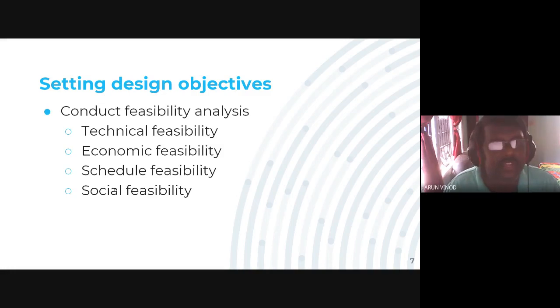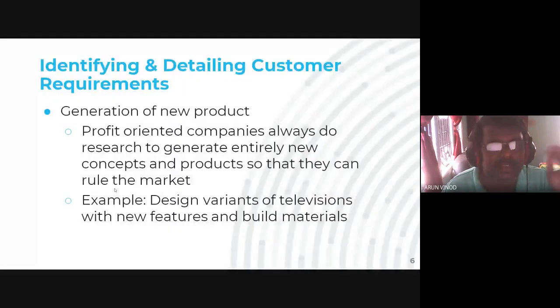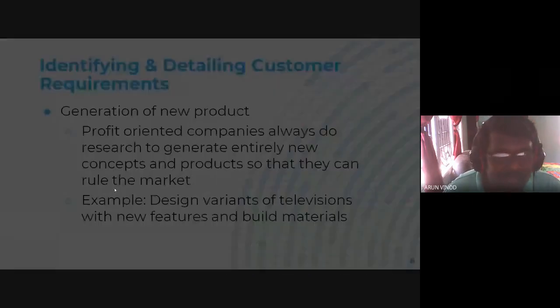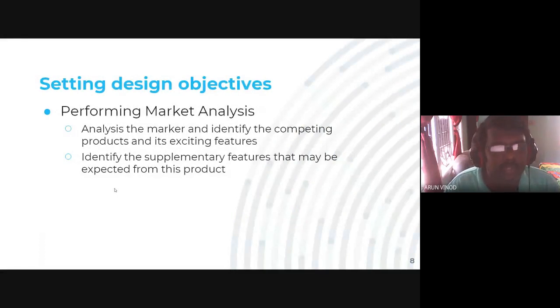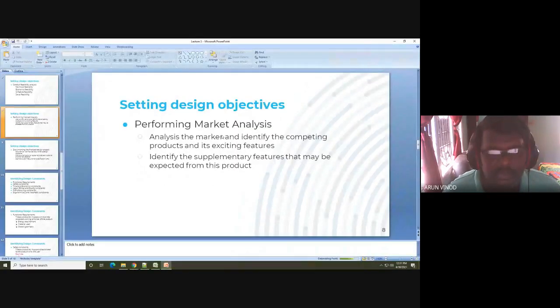We have to check these feasibilities, and based on them you have to list out the design objectives. Initially we took the customer requirements, then we set the design objectives. The third step is performing market analysis. While setting the design objectives, we have to perform market analysis. So what is this market analysis? Sorry, a small mistake is there.